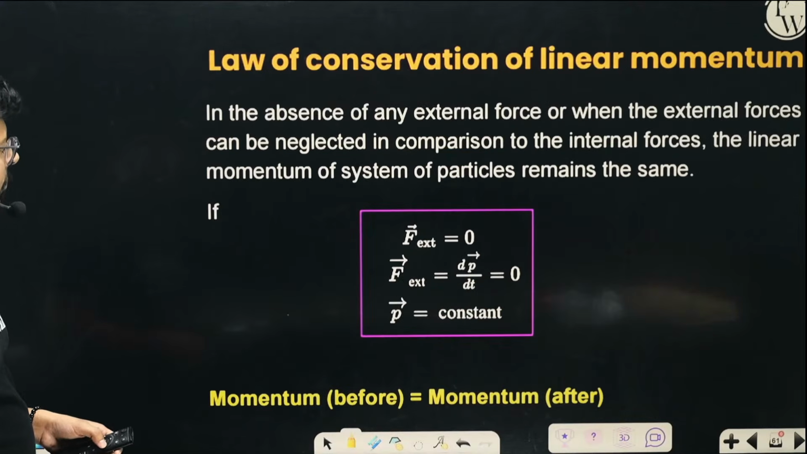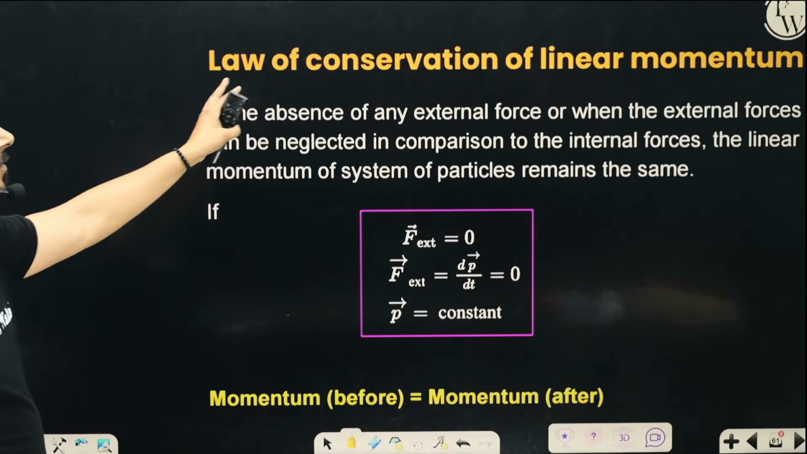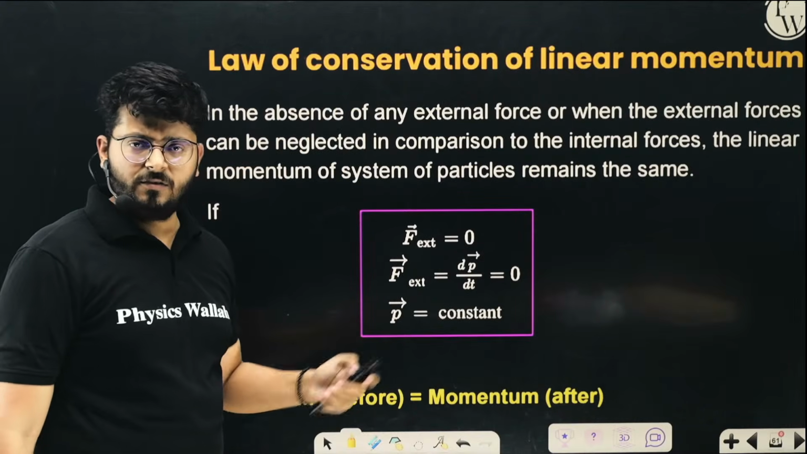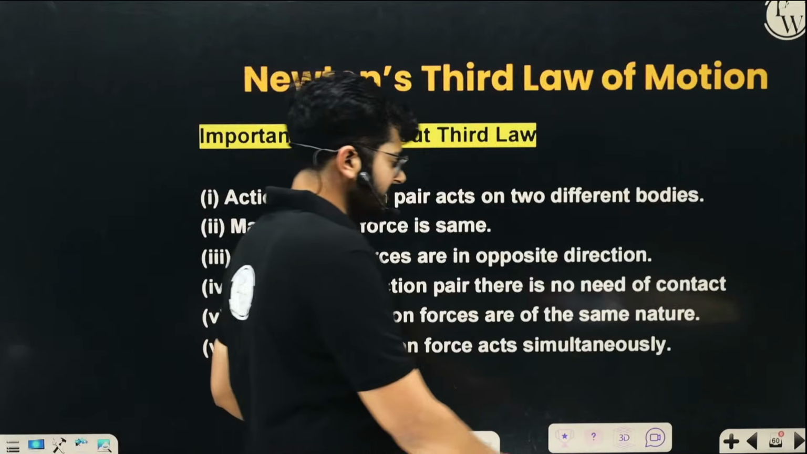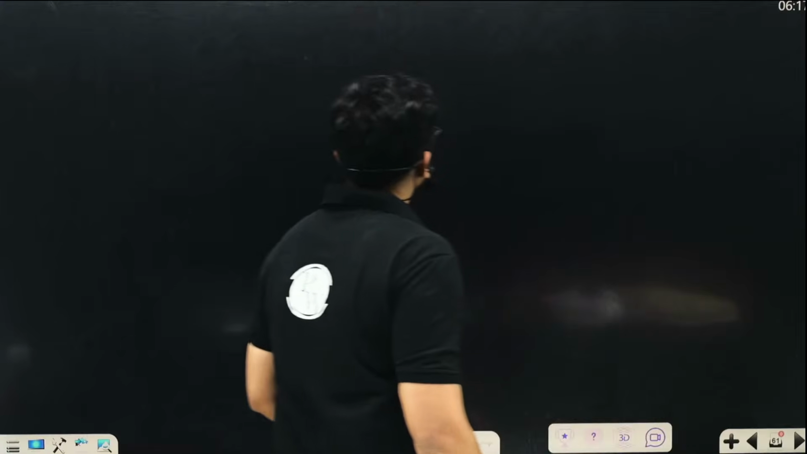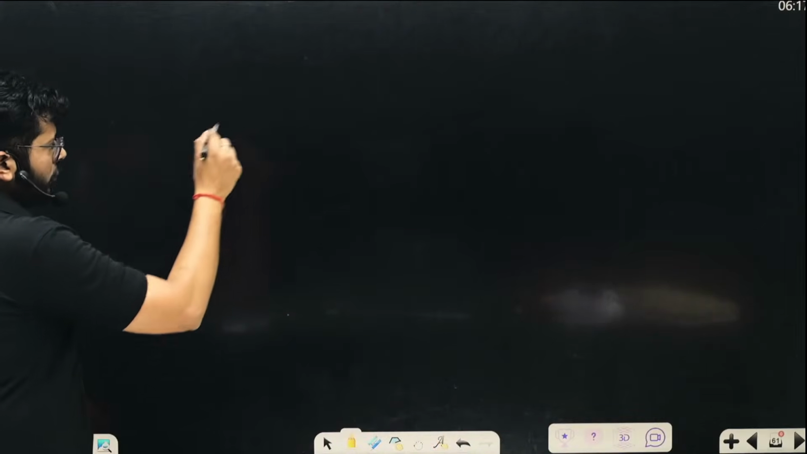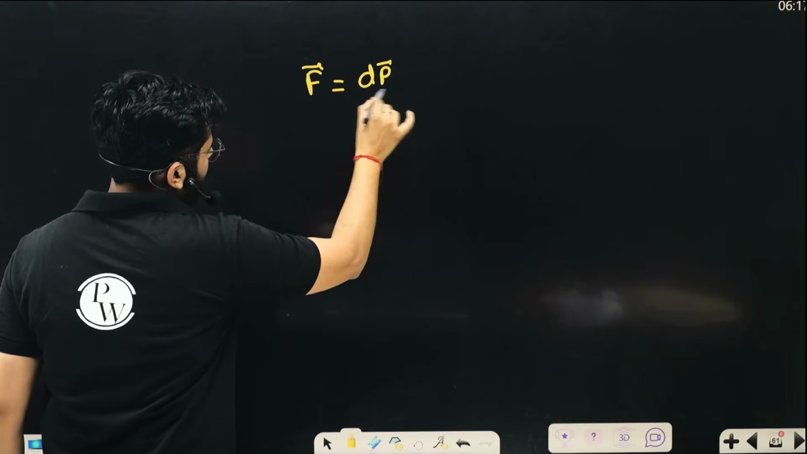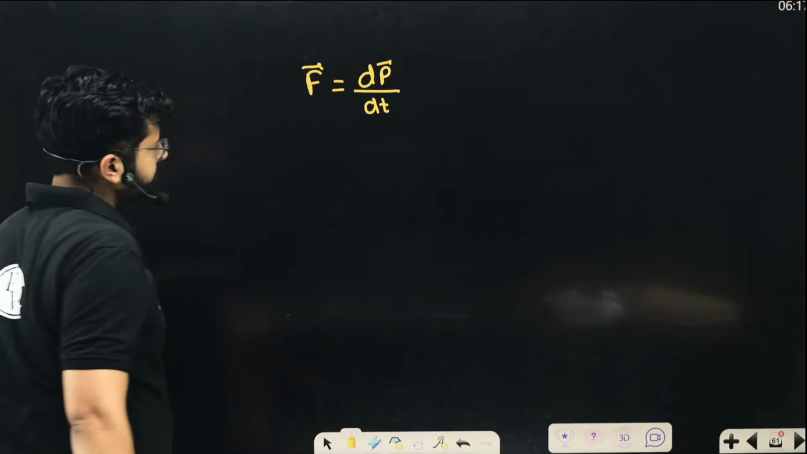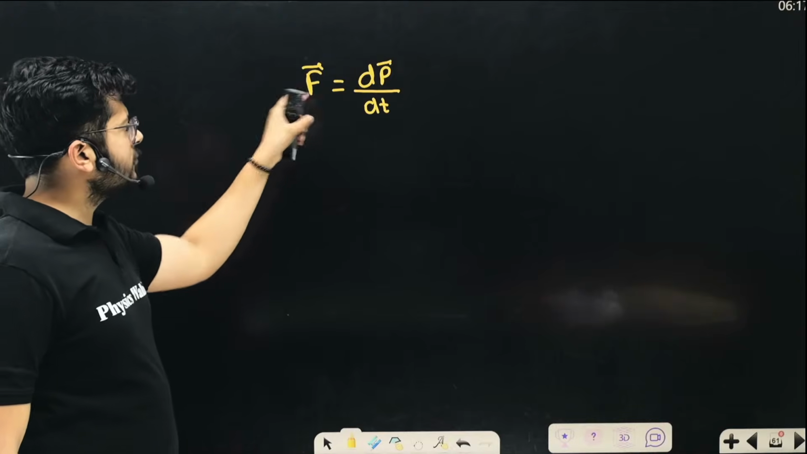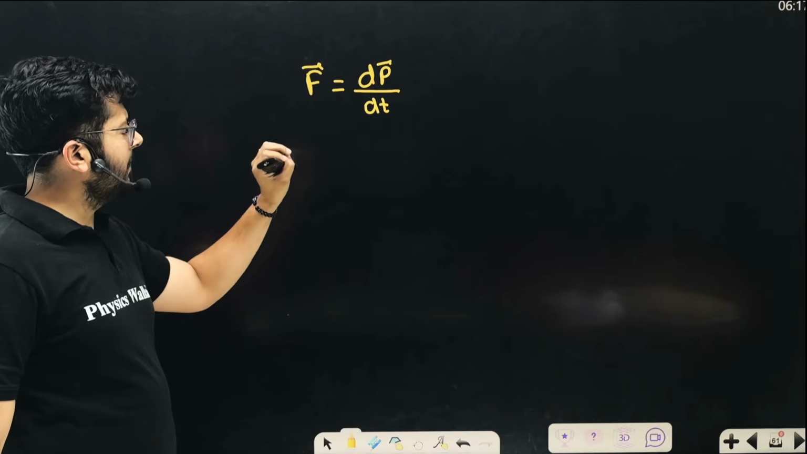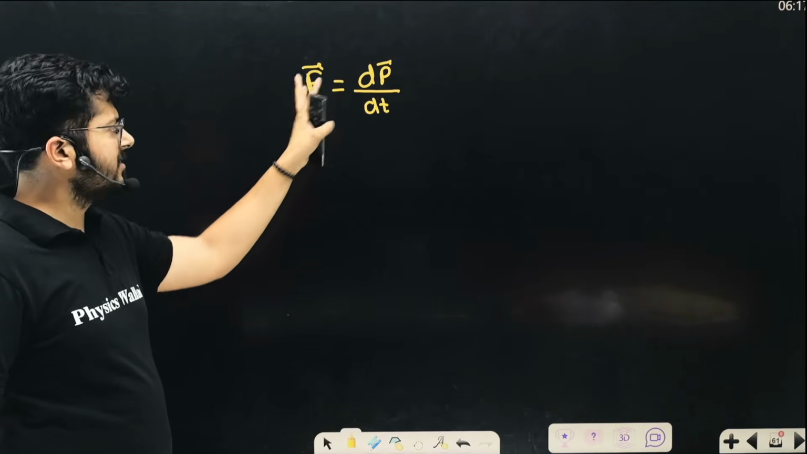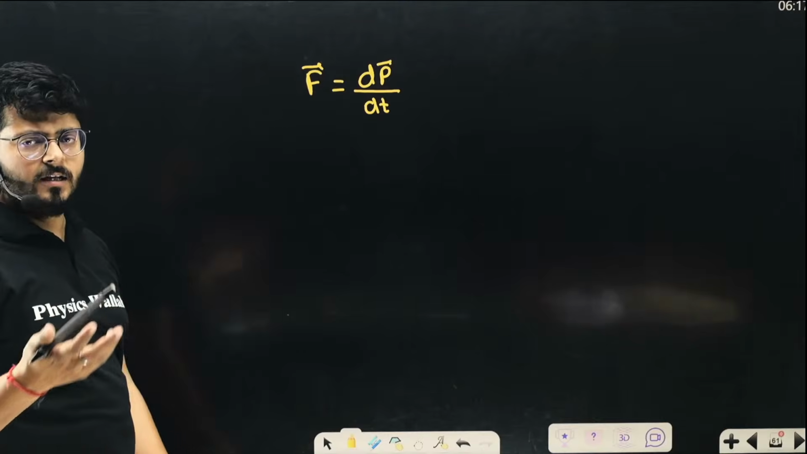All right. So let's talk about the next idea. This is the law of conservation of linear momentum. So law of conservation of linear momentum is very, very important. What is this? Let us talk about that. So here we know that force acting on the body is rate of change of momentum, dp by dt. If the force is constant, then what will happen? That means the acceleration will also be a constant thing.